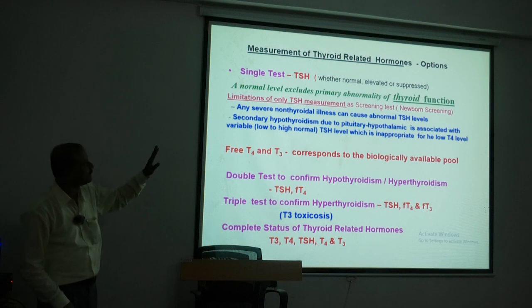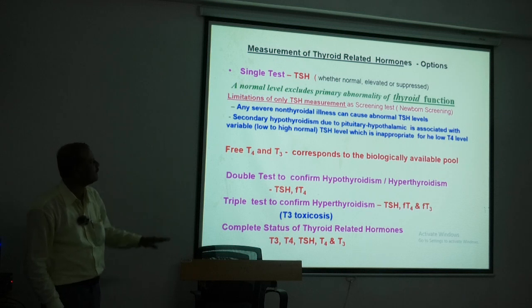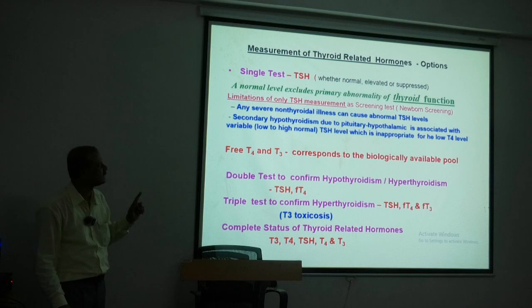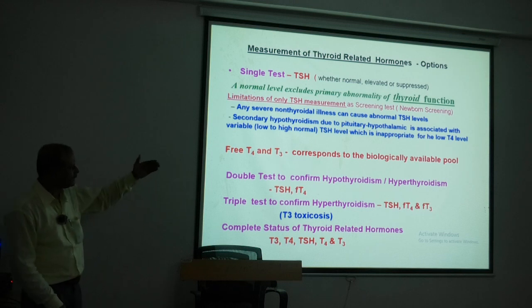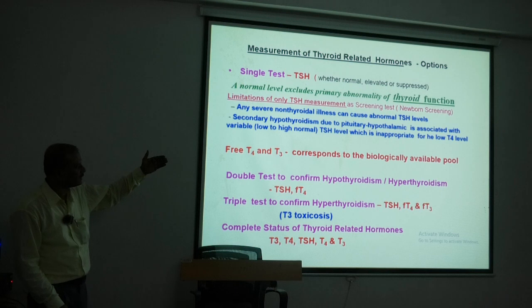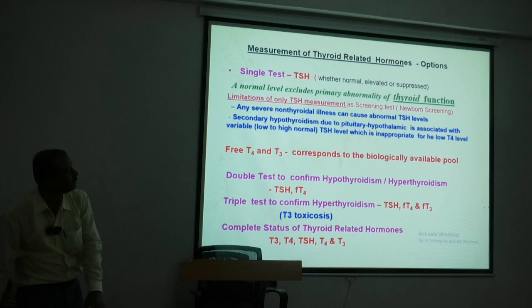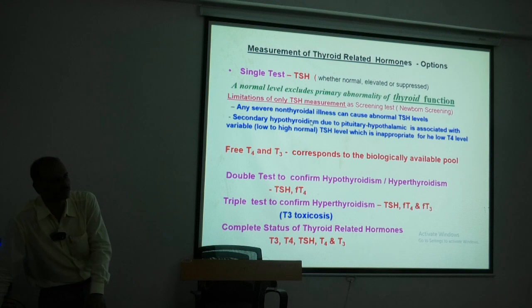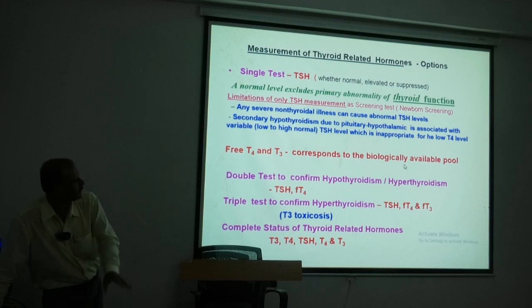A normal level excludes the primary involvement, which is the major involvement, that is, it excludes dysfunction. The limitation of TSH estimation is very rare, and since this is used in newborn screening, the only thing is that if the newborn suffers from severe non-thyroid illness, that can cause alteration and you can make a false diagnosis also. And if there is a secondary involvement of the pituitary or hypothalamus, you will not be able to diagnose this. Free T3 and free T4 correspond to the biologically active pool, as I have been repeatedly telling you.